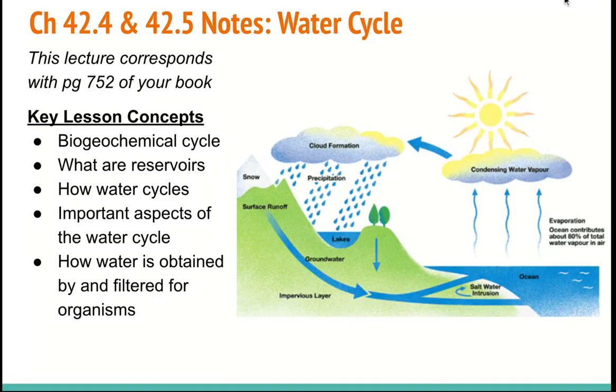So we've gone over water quite a bit, but we also want to understand where water comes from and how it gets to organisms from anywhere else on Earth. That's why we're going over the water cycle. So we're going to cover the biogeochemical cycle as a concept, and some key aspects that are always found in biogeochemical cycles like reservoirs, and then we'll specifically go into the water cycle itself.